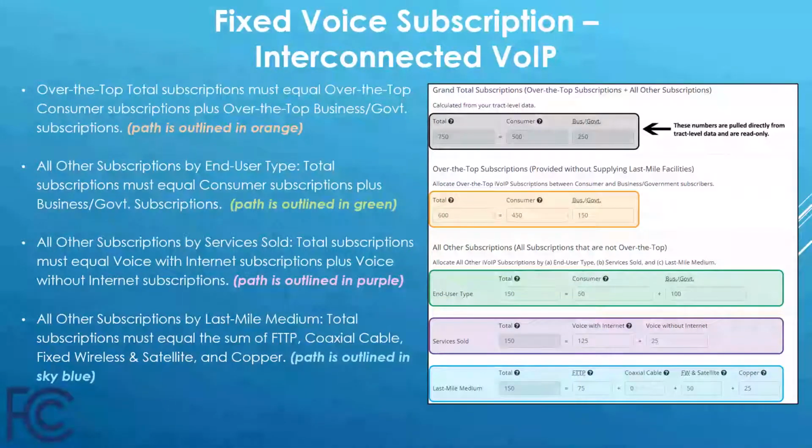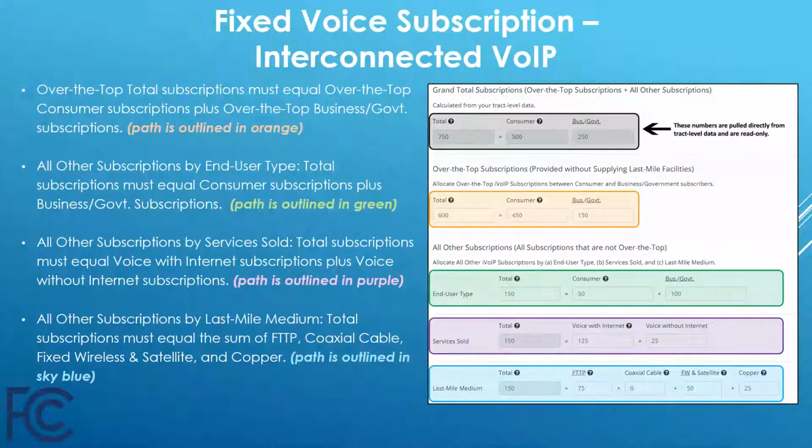There are 7 items in the validation checklist for interconnected VoIP subscriptions at the state level. Each of these items must be satisfied before you are able to submit your fixed voice subscription data. One way to simplify this page is to think of there being 4 horizontal calculations and 3 vertical calculations.